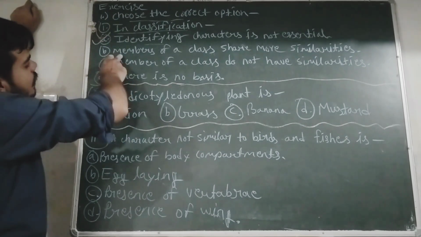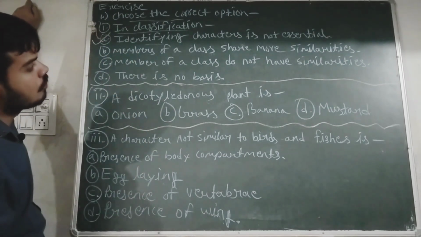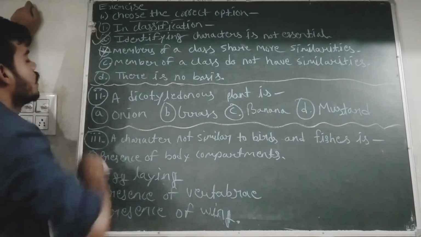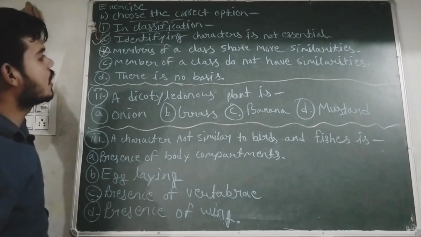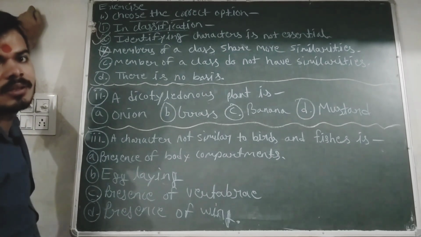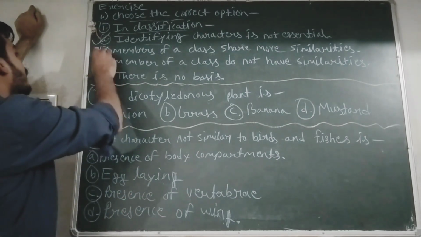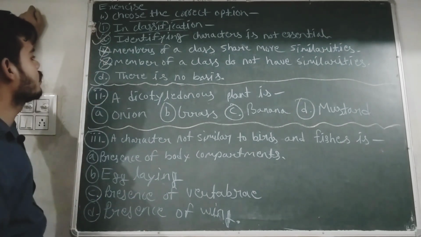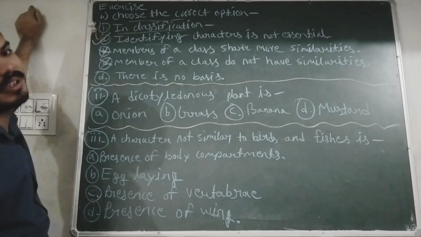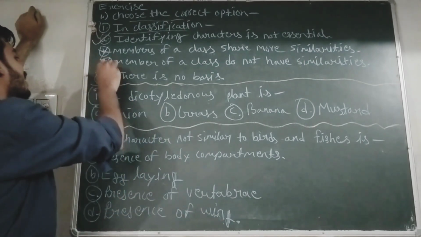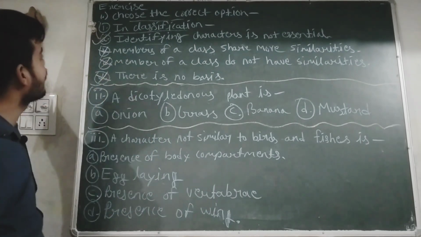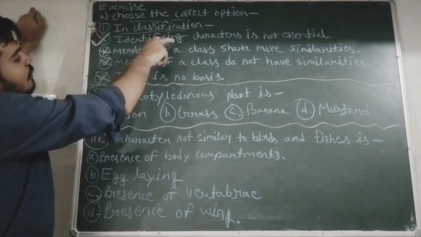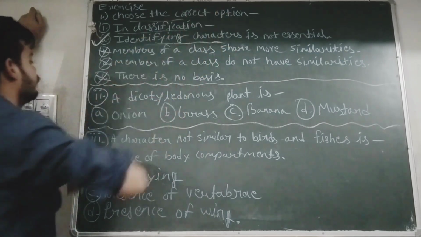Option B says a member of a class shares more similarities. No, this is not the answer. Similarity is not the basis on which organisms are put in the same group, so it is not the answer. D says there is no basis. Every classification has a basis, so this is not the answer. So in classification, the answer is option A: identifying characters is not essential.